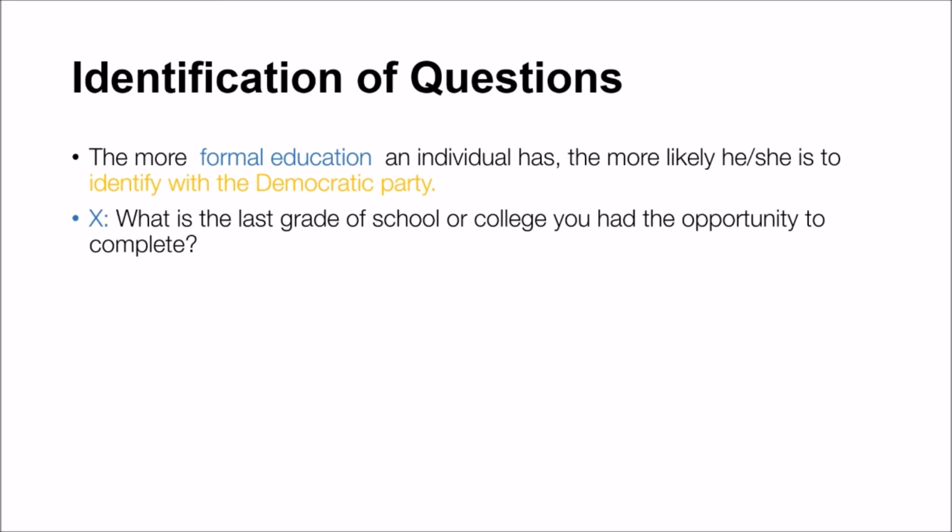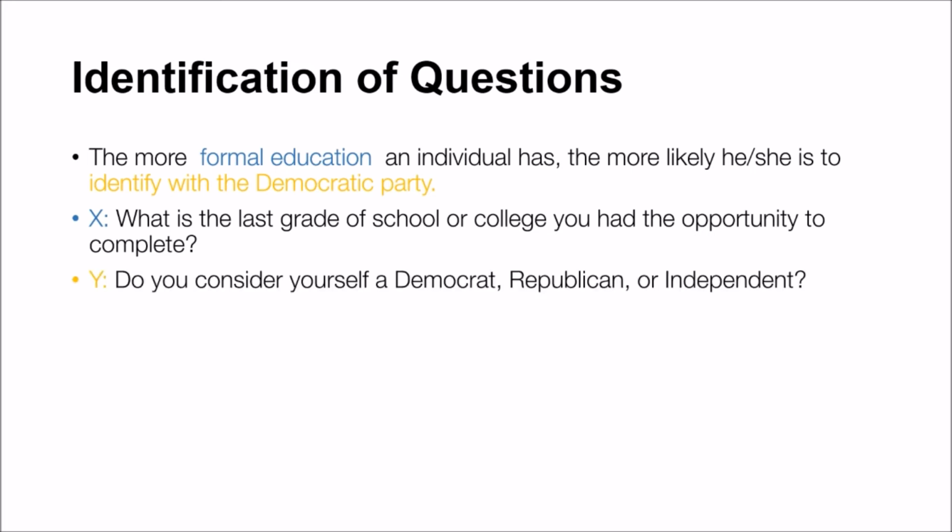So now we want to know how to measure identification with the Democratic Party. Well, we can also do that fairly easily. Do you consider yourself a Democrat, a Republican, or an independent? And then we can see how people respond. And there we go. So for a lot of you who have straightforward hypotheses that you can measure in a single question, you'll just have two questions.